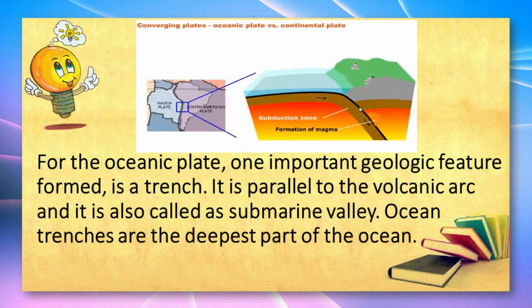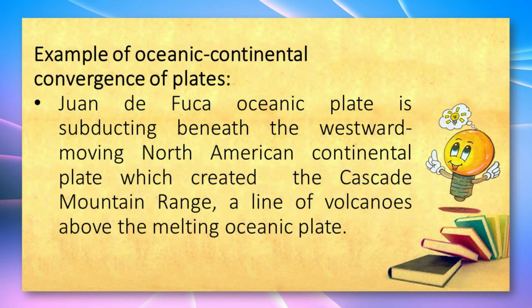For the oceanic plate, one important geologic feature formed is a trench. It is parallel to the volcanic arc and it is also called a submarine valley. Ocean trenches are the deepest part of the ocean. Here are examples of oceanic continental convergence of plates.